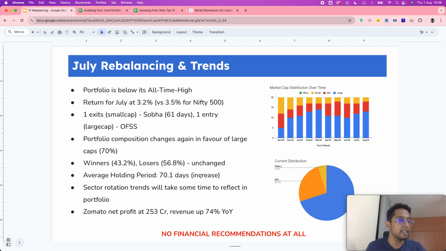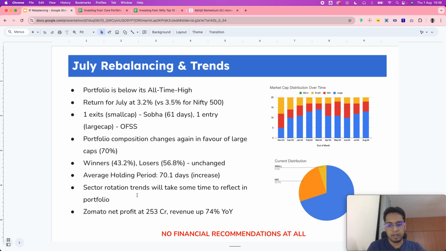Average holding period, and we'll have it on the slide as well. Average holding period has increased by 1 day, so it was 69 days before. Now it has gone to like 70 days. I think broadly it is unchanged here also.